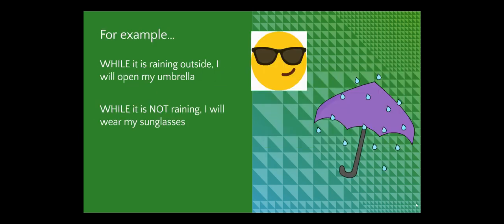So for example, while it is raining outside, I will open my umbrella. On the flip side of that, while it is not raining, I will wear my sunglasses. While it is raining, as long as that condition is met, we're going to keep our umbrella open. In the case of the sunglasses, while it is not raining, so as long as the rain is not falling, we're going to wear our sunglasses.